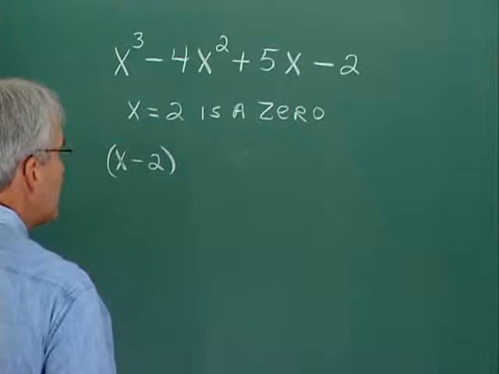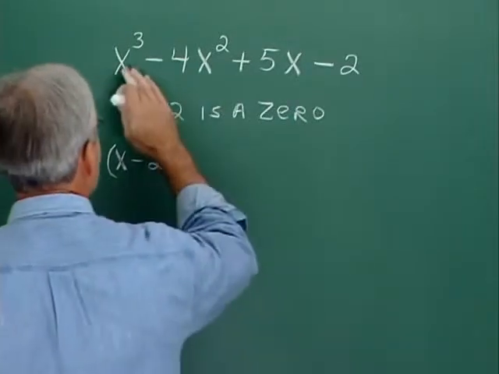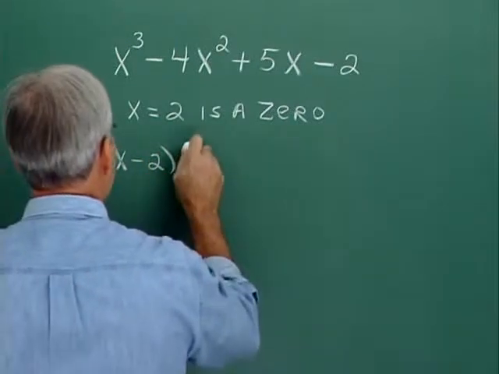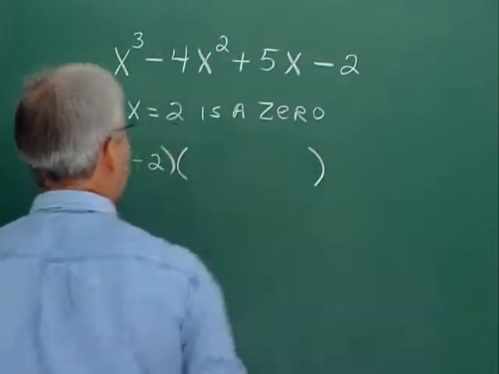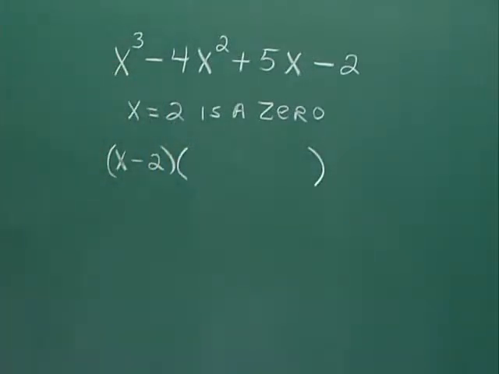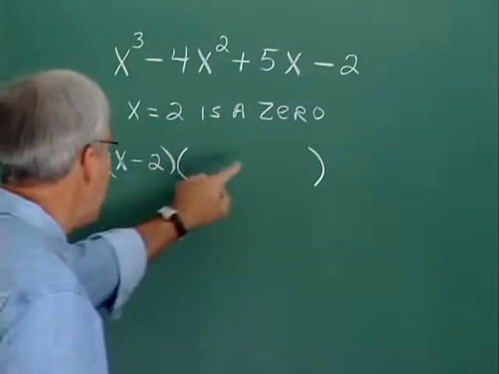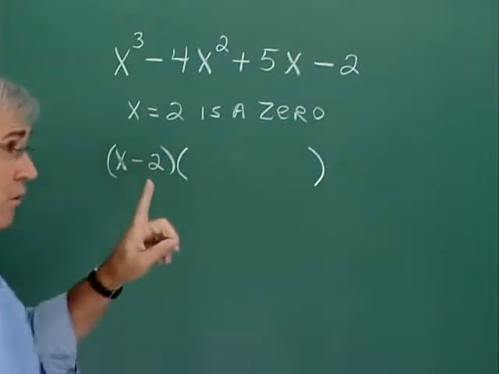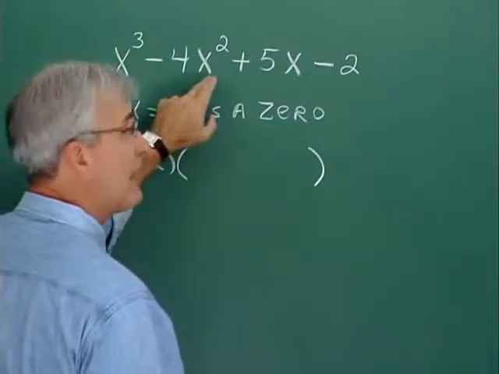And if x minus 2 is a factor, then it means that we can take this polynomial and we can factor it into x minus 2 times some other polynomial. And the trick right now is to find that polynomial. How do we divide x minus 2? See, what we're going to do is divide x minus 2 into that.